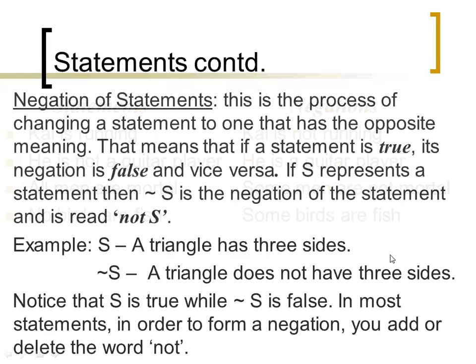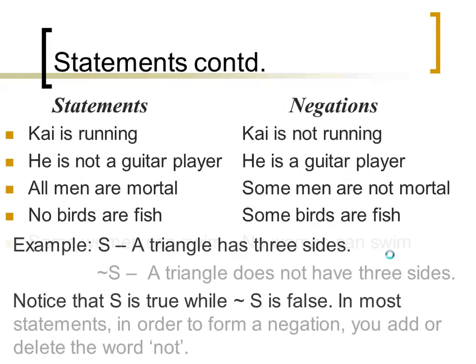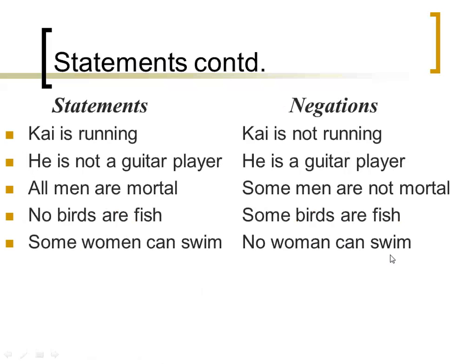And here we have some statements and their negations. Kai is running. Kai is not running. The not is added. All men are mortal. Some men are not mortal. The not is added. He is not a guitar player. He is a guitar player. The not is taken away. No birds are fish. Some birds are fish. Some women can swim. No woman can swim. So here we have some statements and we manipulated them in order to get the negation for those statements.